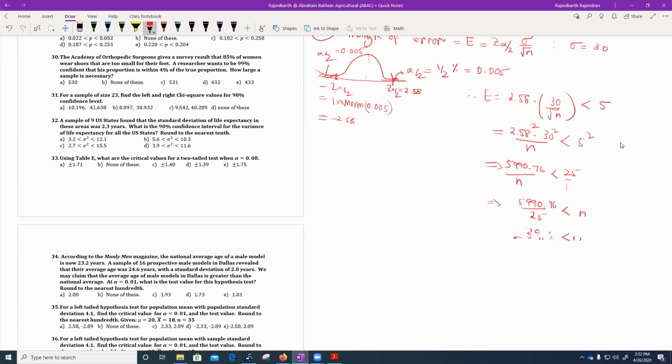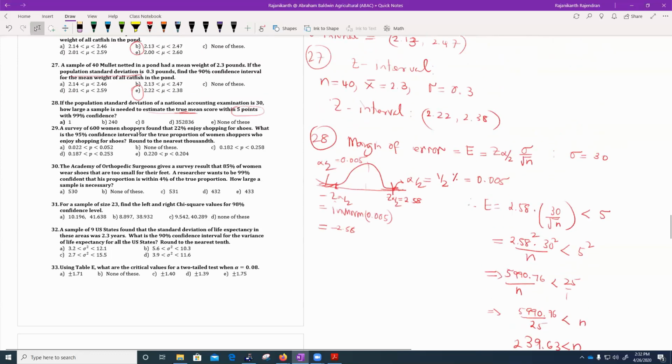In such a way, you could pick your sample size n. Remember, n is a whole number, the number of data values you are picking. Therefore, the possible smallest n value is 240, right? So we could pick n as 240. That is how large our sample size should be. So it should be 240. That is choice B.